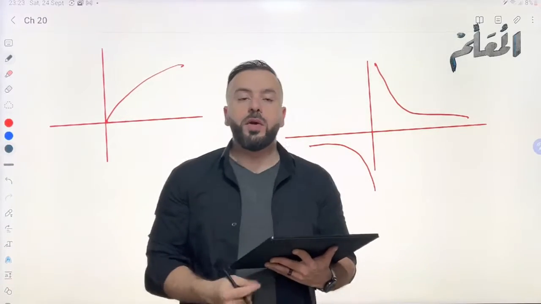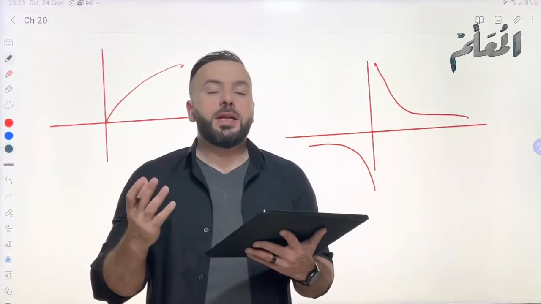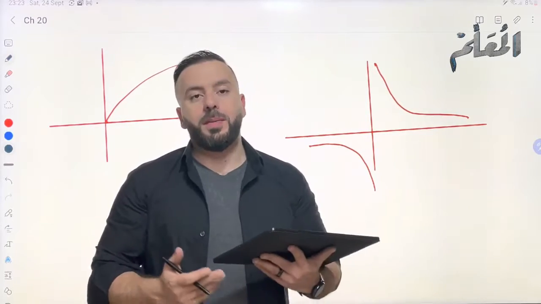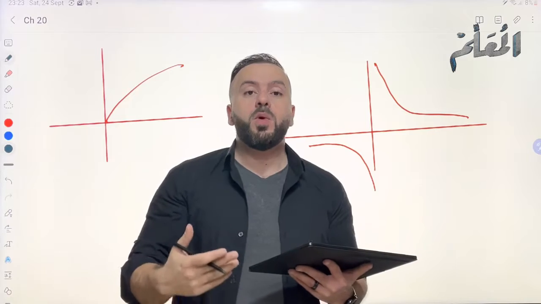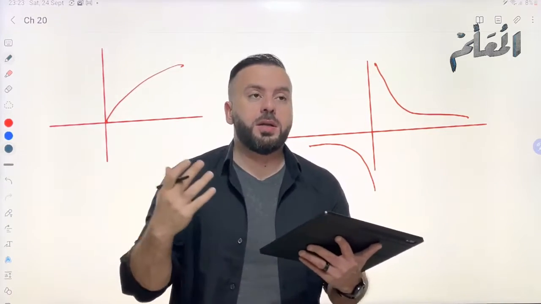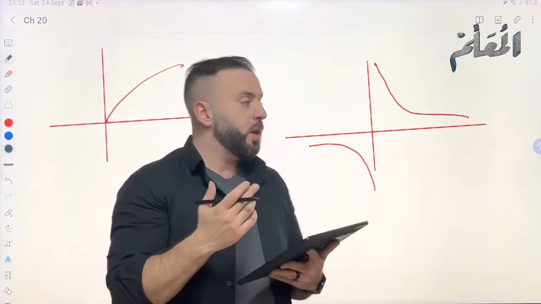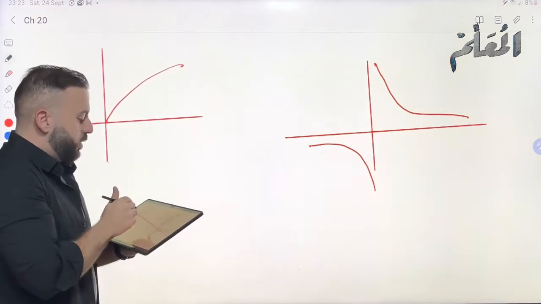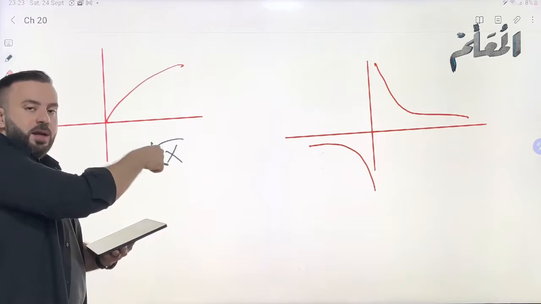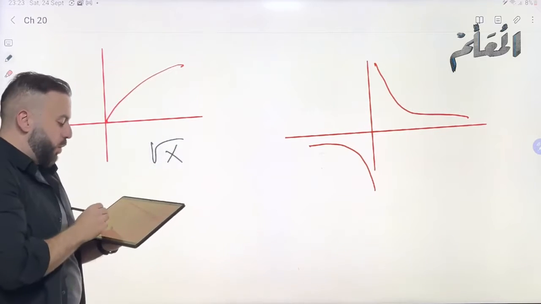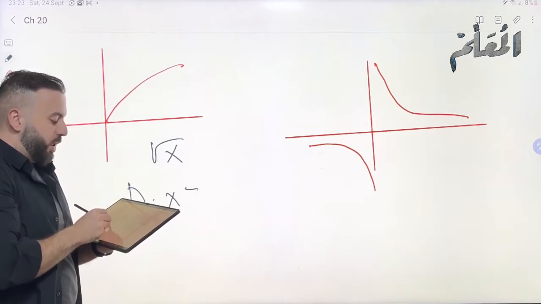Here we go. These 2 functions, in M1 we just talk about them, and in M2, of course, we're going to explain more deeply the characteristics of these 2 functions. But the one on the left, what is it? The square root of x. Of course, what's inside, the x, should be greater than or equal to 0. So the domain here: x should be greater than or equal to 0.